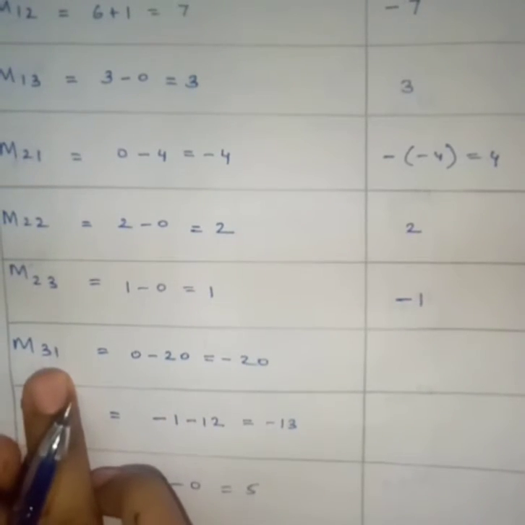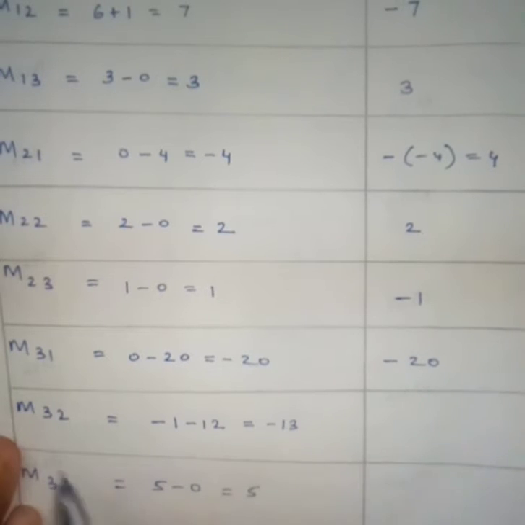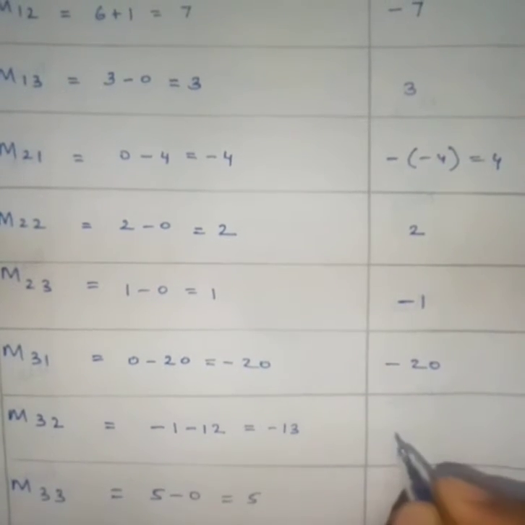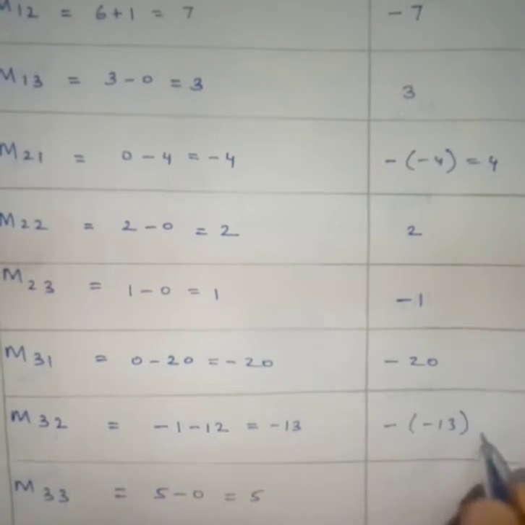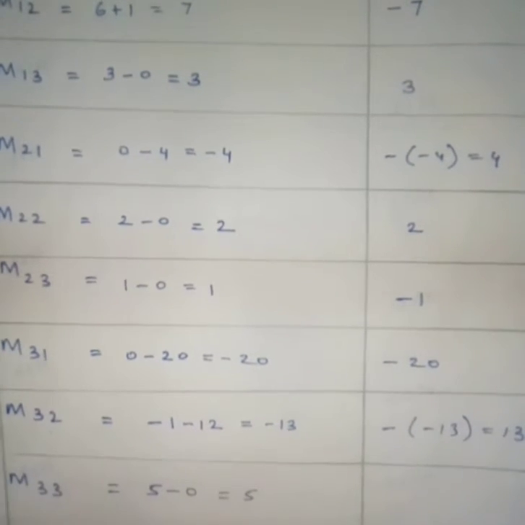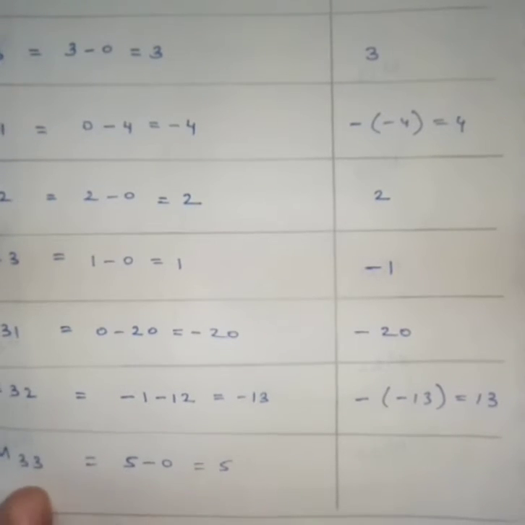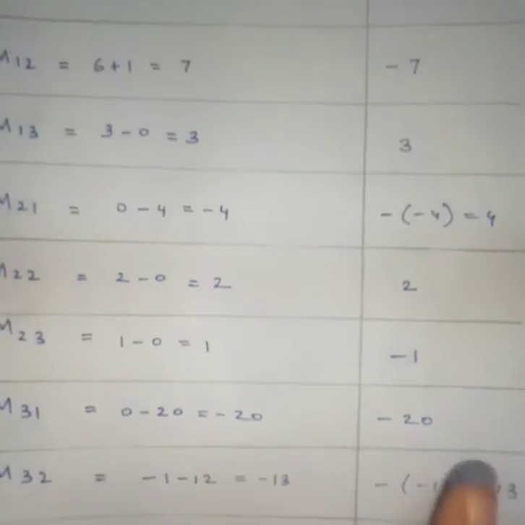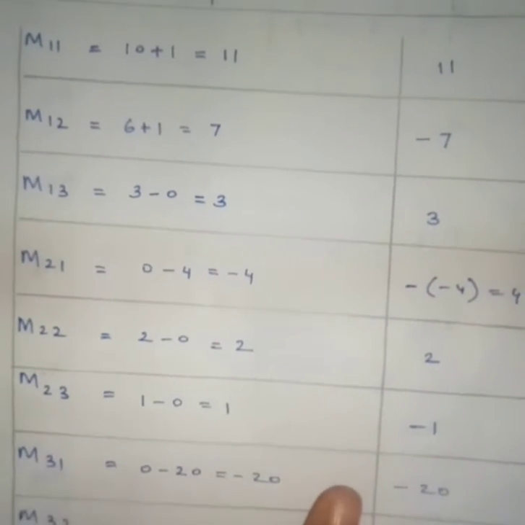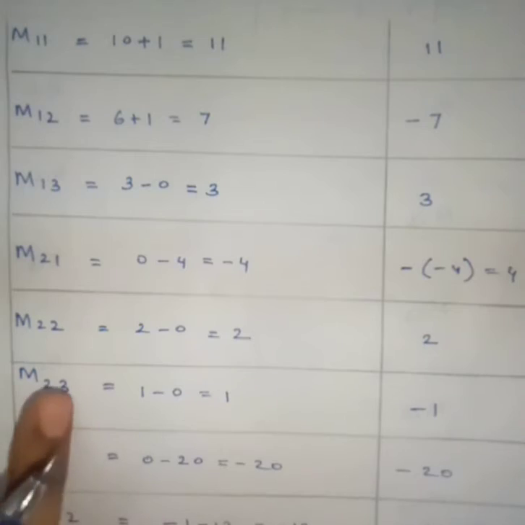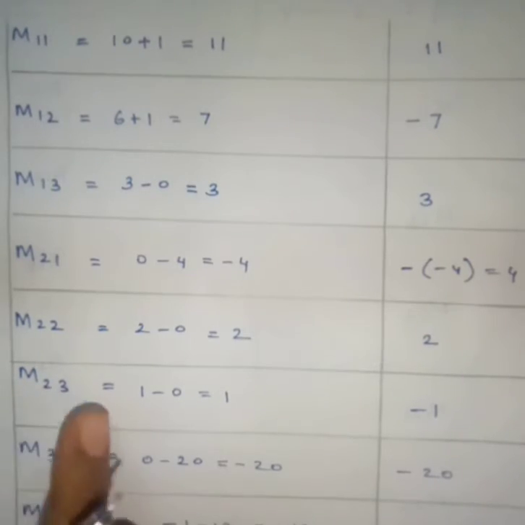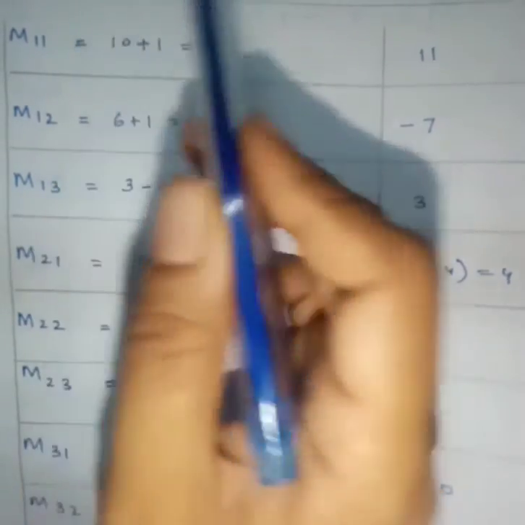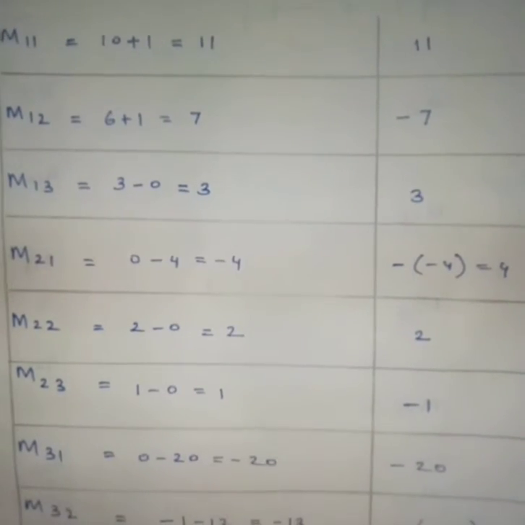3 plus 1, 4. 4 is even number, so minus 20. 5 is an odd number, so minus of minus 13, it is 13. And 3, 3. 5 minus 0, it is 6, even number, so it is 5. So don't think these big questions will not come in 1 mark. They can ask you to find the minor of M23 or find the minor of A23, A21, like that they can ask you. Okay, can we do one more sum in this?